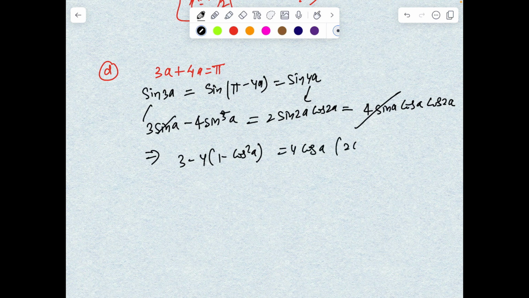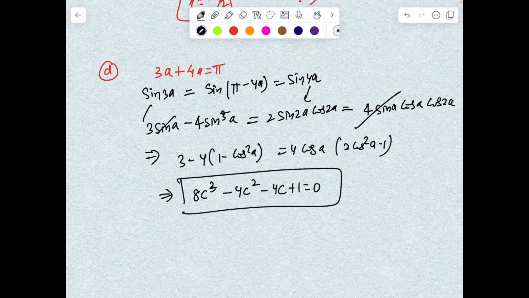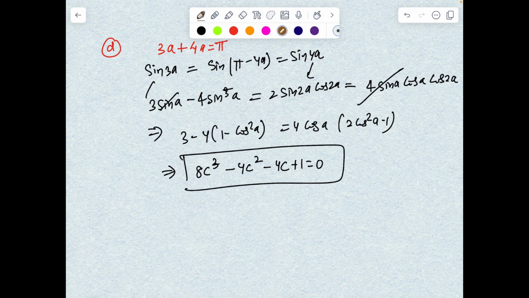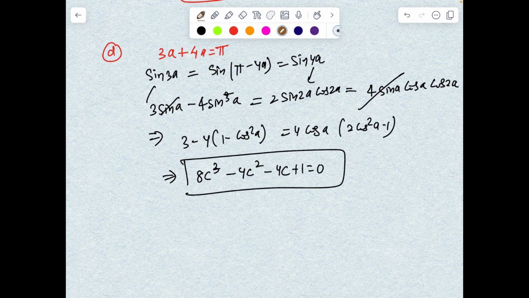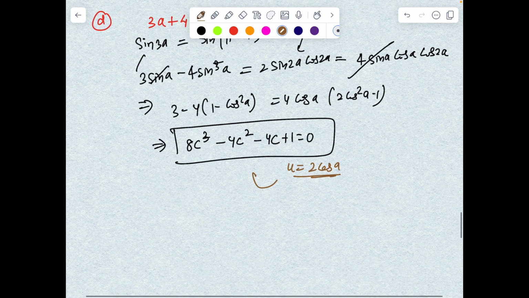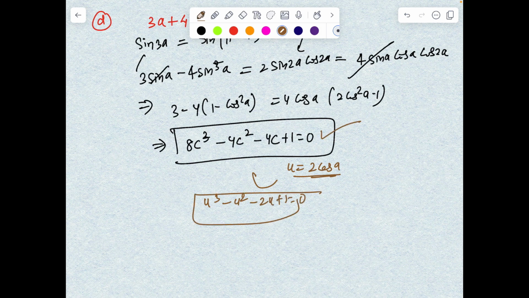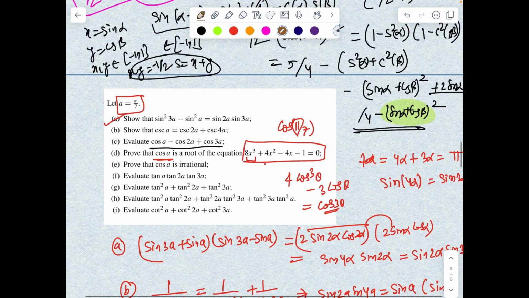And that becomes 4 cos a into 2 cos square a minus 1. Simplifying this, we are getting 8 cos cube a minus 4 cos square a minus 4 cos a plus 1 equal to 0, right? So now you can clearly see that u equals 2 cos a is the equation, the roots of this cubic, u cube minus u square minus 2u plus 1 equal to 0. So from here itself this is proved, the expression they are asking, so automatically part d is proved. Okay.